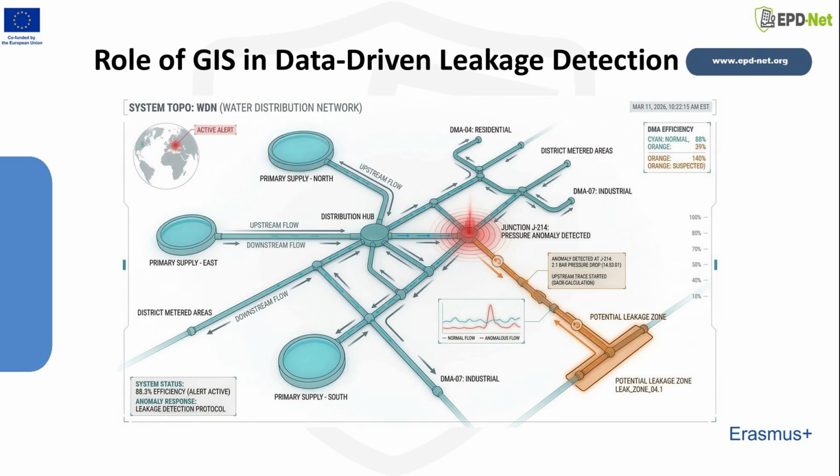In addition, GIS enables advanced spatial analysis techniques that support leakage detection. By analyzing patterns across zones or grid groups, utilities can identify areas that are more prone to leakage and prioritize further investigation. This spatial perspective is essential for transforming raw data into actionable insights.